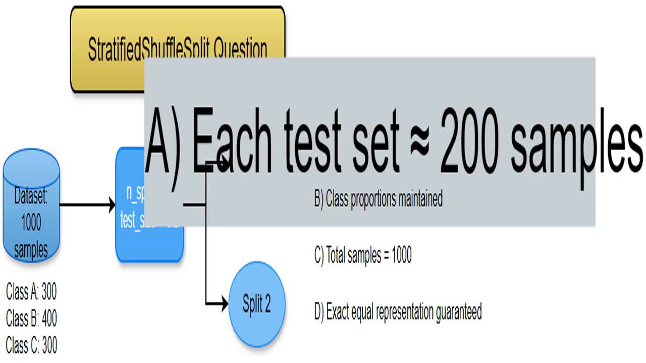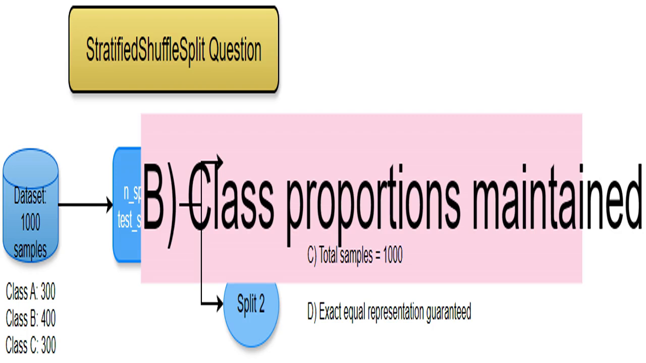Because I'm using stratified sampling, the proportion of classes A, B, and C will be roughly the same in both training and testing sets for both splits. That's the beauty of stratified sampling. I'll still have a total of 1000 samples in each of my train test splits. I'm just dividing those 1000 samples into training and testing portions.